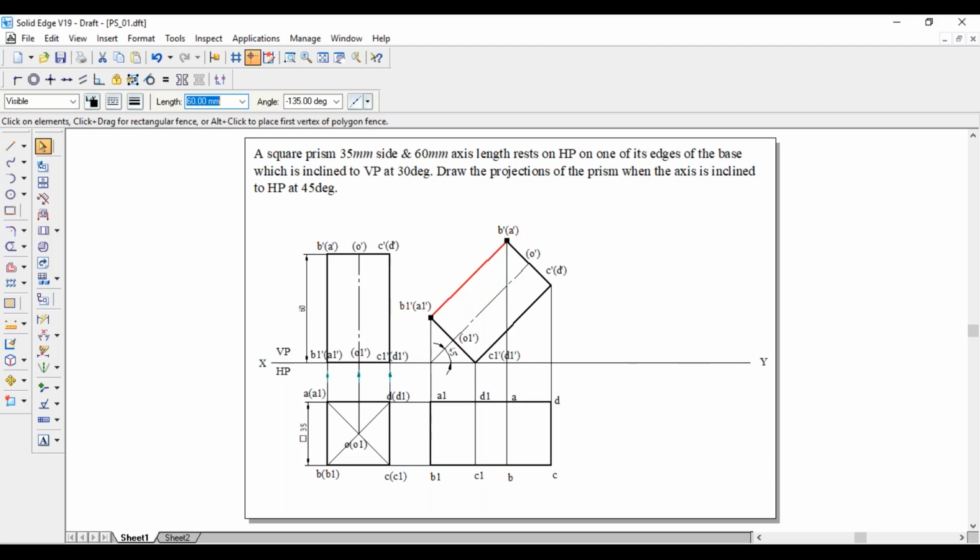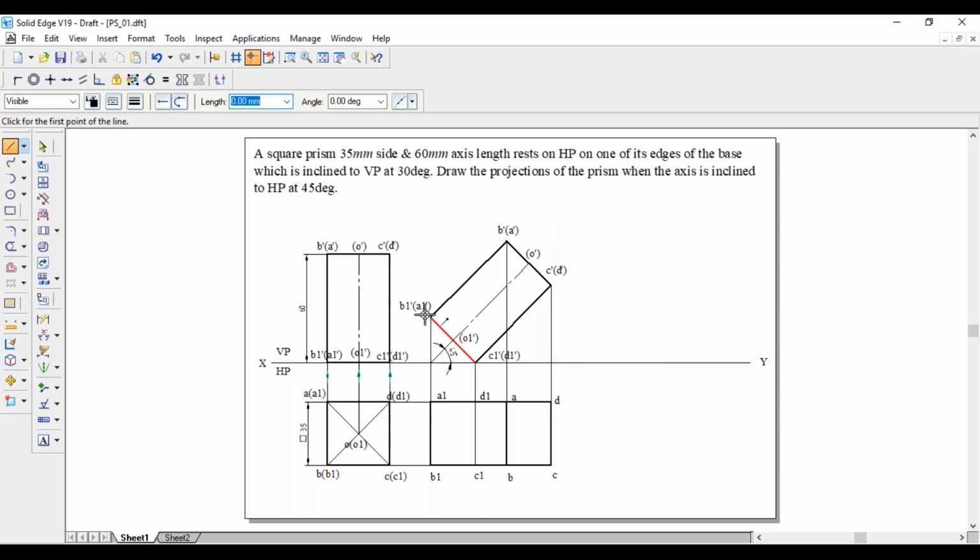Similarly, this edge and these two edges are nearer to the observer. So that is B is here, B dash is here, behind that one A dash will come. That is nearer to the observer. So that is BA. This is nearer. So that one also dark line. We have to show with dark line. Similarly, CD, if you see from top, that is also visible. That is nearer to the observer, visible. So CD, that is also dark.